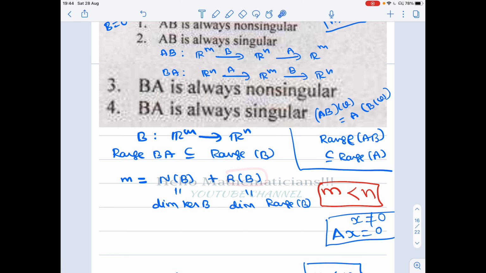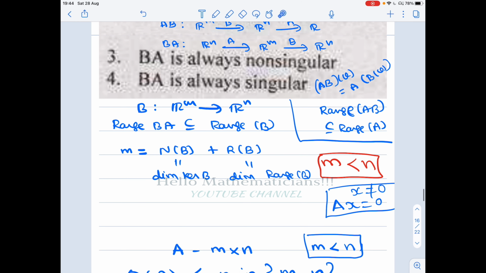Now even if the nullity is 0, the rank can be at most m because of this equality. Note that these are non-negative integers, therefore this number can be at most m, right? So this is the rank of B.